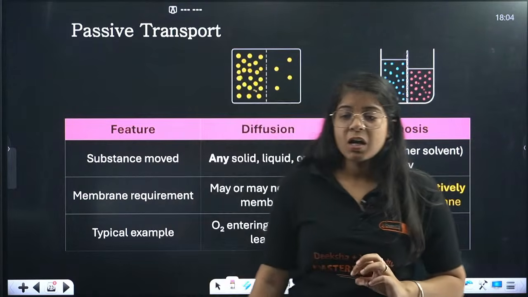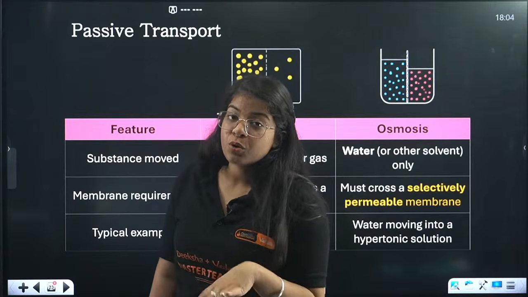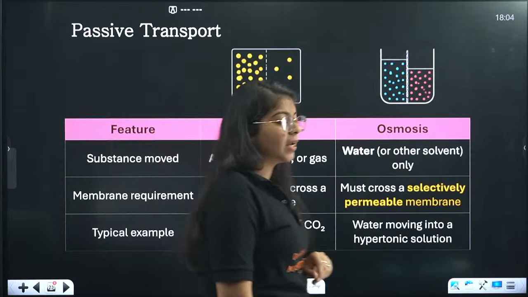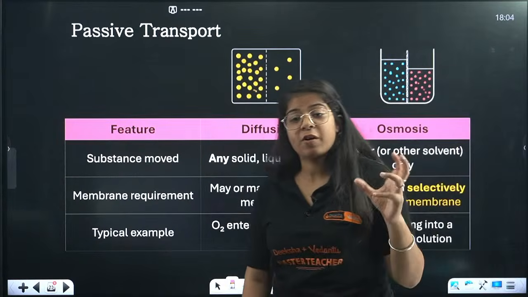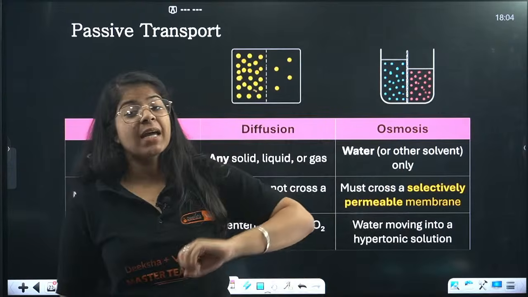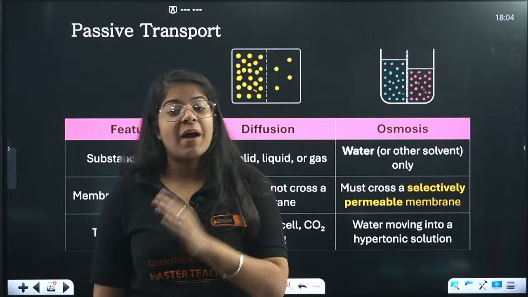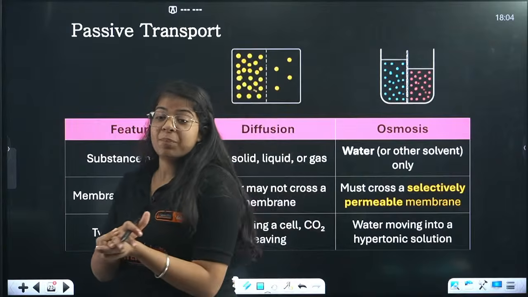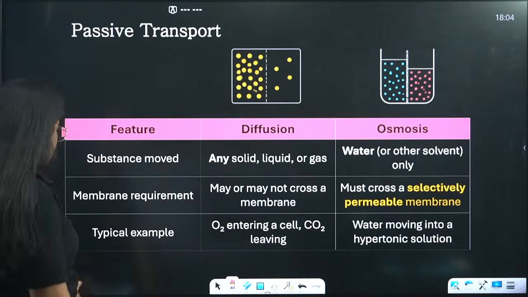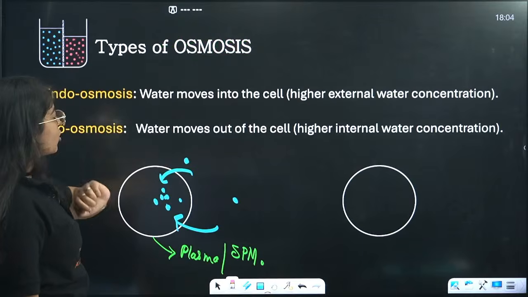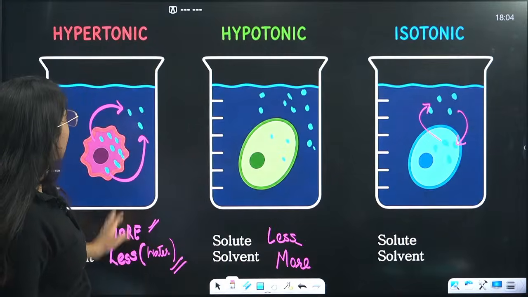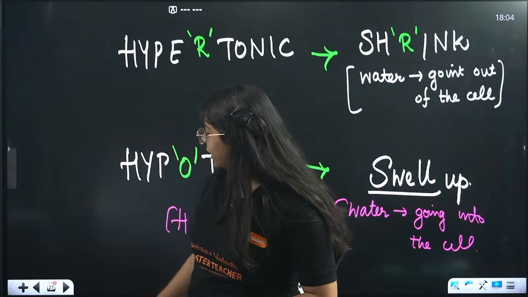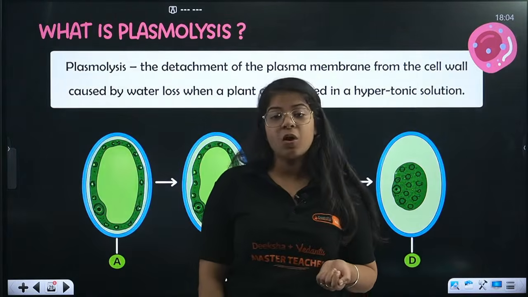Whenever the substance goes from high concentration to low concentration, it's called passive transport, right? In diffusion, any substance that goes from higher to lower concentration is diffusion. But only water, when water goes from higher to lower concentration, provided that it passes through a selectively permeable membrane, that is called osmosis. Osmosis is of 2 types: endosmosis, exosmosis. Then we studied about hypertonic, isotonic solutions, and we studied it with a very important trick. Then we moved on to plasmolysis.